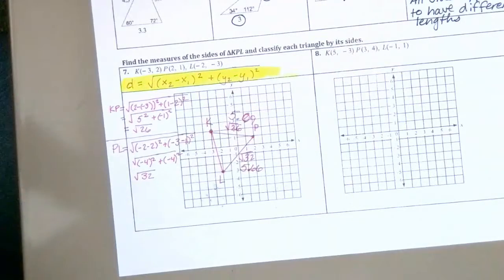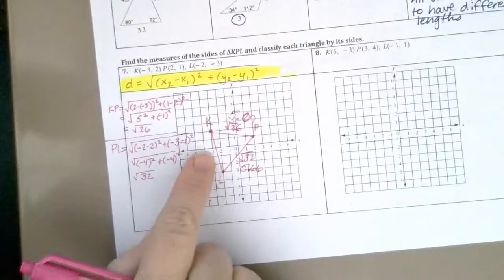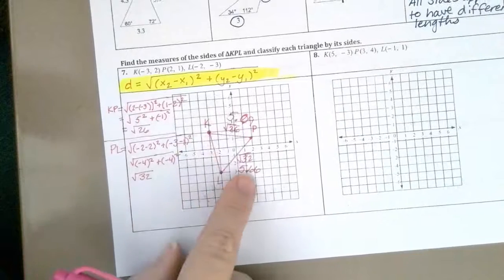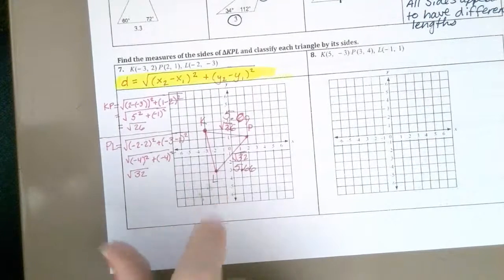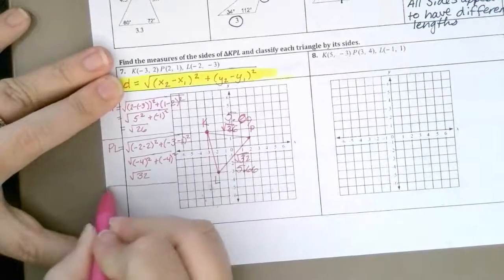Which means I'm either going to have isosceles or scalene. If this side ends up being 5.09 or 5.66, I have isosceles. If it ends up being something different than those, I have scalene. So let's find the last one, KL.